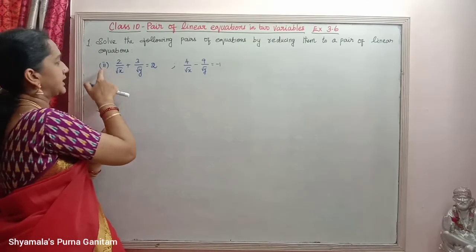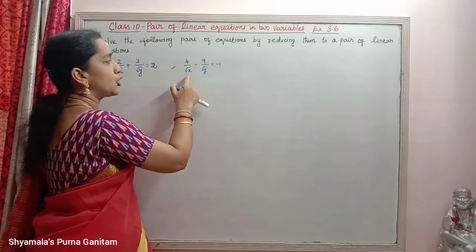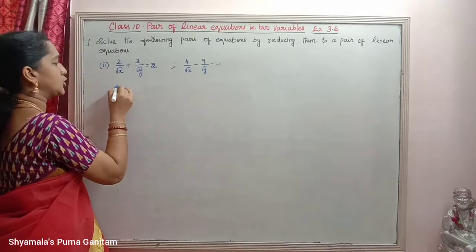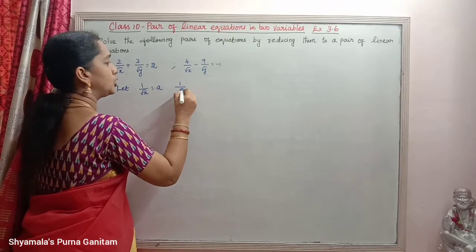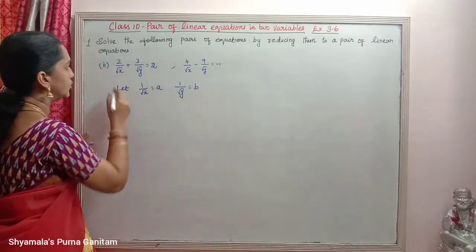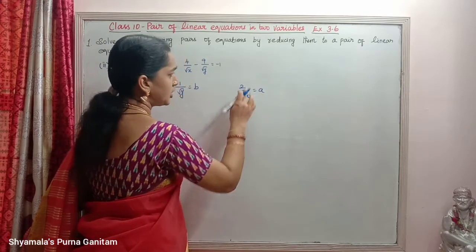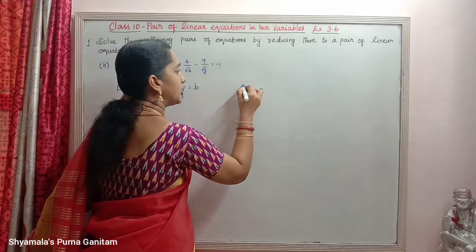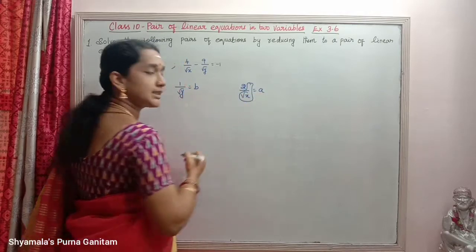Next sum, the second one: 2 by root x plus 3 by root y is equal to 2, and 4 by root x minus 9 by root y is equal to minus 1. Here also we will take 1 by root x as a and 1 by root y as b. Then the same way we did the previous sum, we can do this. Here 1 by root x we have taken as a, so 2 by root x is 2a.